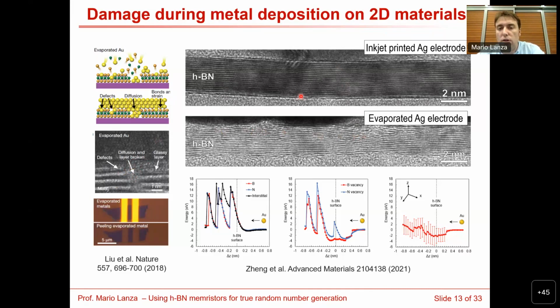Here is a picture of an exfoliated boron nitride. Here is another exfoliated boron nitride after the evaporation of silver. If we deposit the silver by inkjet printing, which doesn't deliver high energy to the material, there is no damage. But electron beam evaporation, which is one of the methods used in high integration density circuits, produces some damage. Actually, we have also confirmed this by atomic scale simulations. If you are interested, you can check this article.